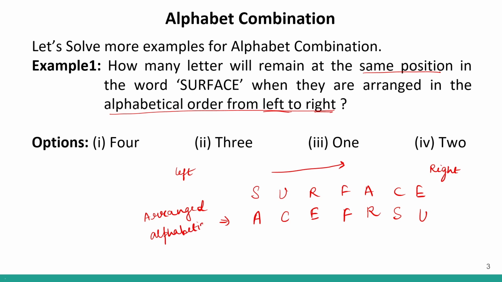Now, we have to see how many positions will remain unchanged. How many positions will remain unchanged? So I can see only F is an alphabet whose position has remained unchanged. Rest, SAUCREARCSNEU, they are different. Only F position remains unchanged. So answer will be option number 3, 1. Only one letter is there whose position remains unchanged. Okay.